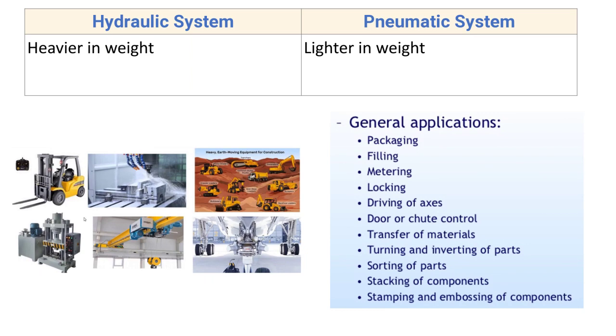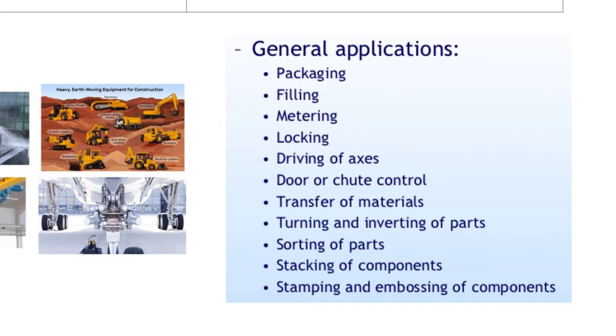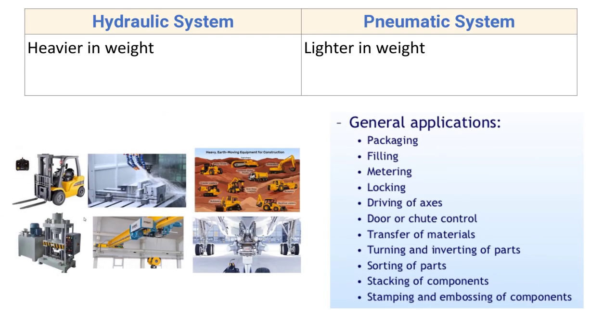Pneumatic systems are lighter in weight. These are some applications of the pneumatic system: packaging, filling, metering, locking, driving of access, door or shut control, and transfer of material. This is also a common application of the pneumatic system. Then turning and inverting of parts, sorting of parts, stacking of components, stamping and embossing of components. These are nothing but light applications, and for this the pneumatic system is also lighter in weight.